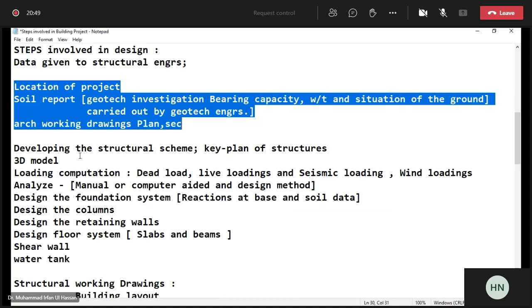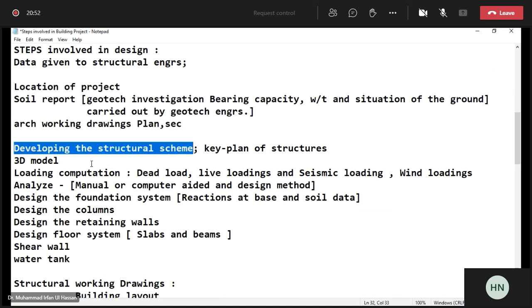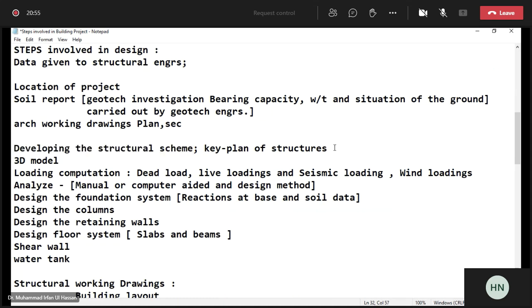So this is the first thing which is given to the engineers. Then the structural engineers work on developing the structural scheme or key plan of the structure, that is, what will be the structural scheme, walls, columns. A 3D model is to be formed, and in the computer aided analysis and design, load computation is carried out: dead load, live load, seismic loading, wind loading, and many others. If you are designing a building in a snowy area, the snow load is also required. So load computation is more or less manual computation, and then we develop the model or analyze the building manually or by computer aided analysis.